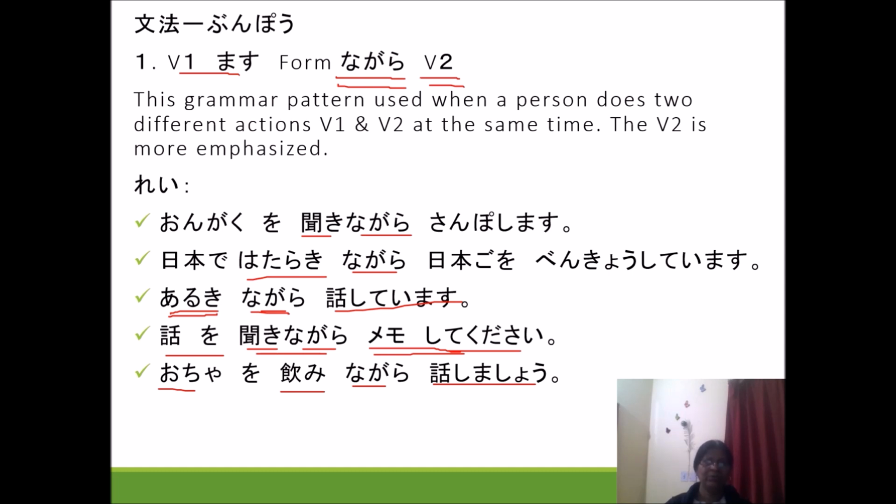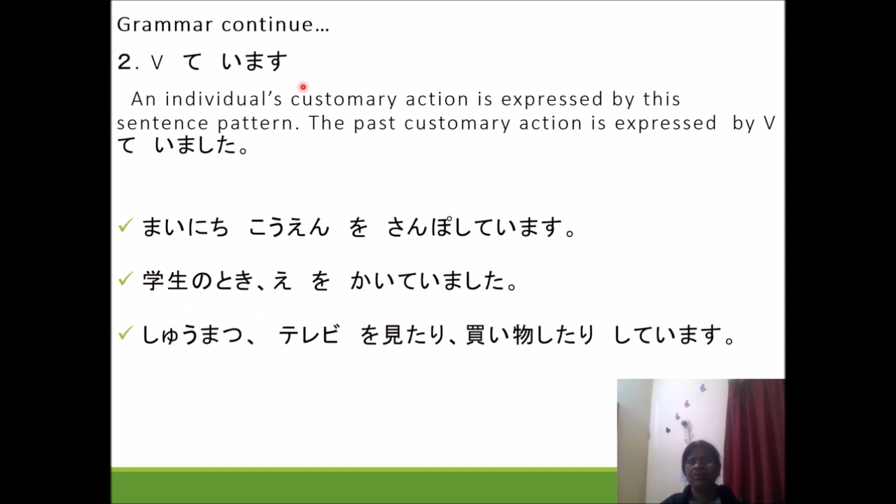Okay. Verb te form imasu. We already learned verb te form imasu in N5 in so many situations. Let's see. An individual's customary action is expressed by this sentence pattern. We already learned that when you explain habitual things and customary things, we use verb te imasu. The past customary action is expressed by verb te imashita.